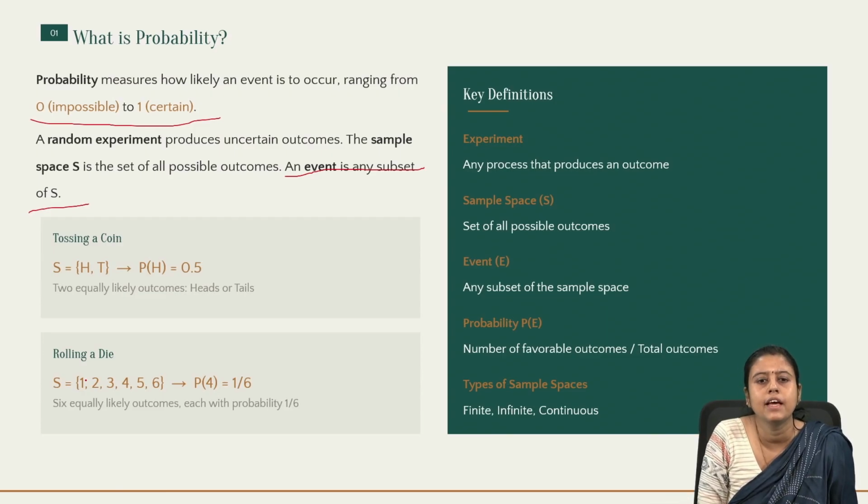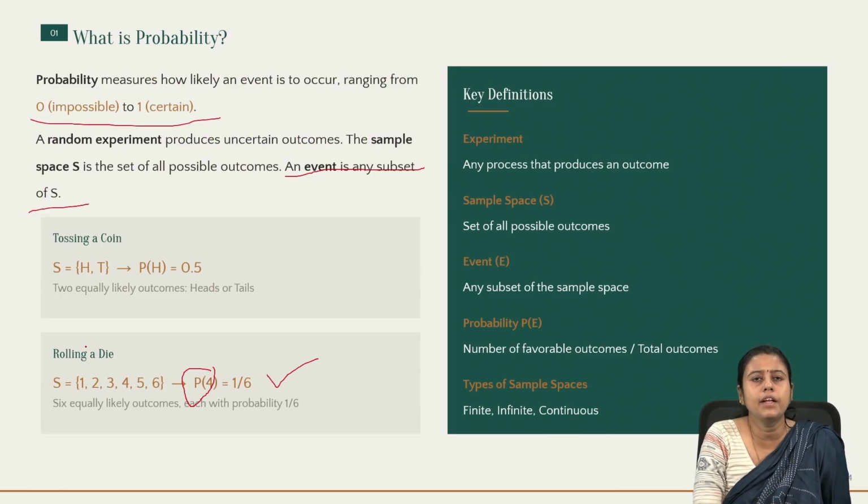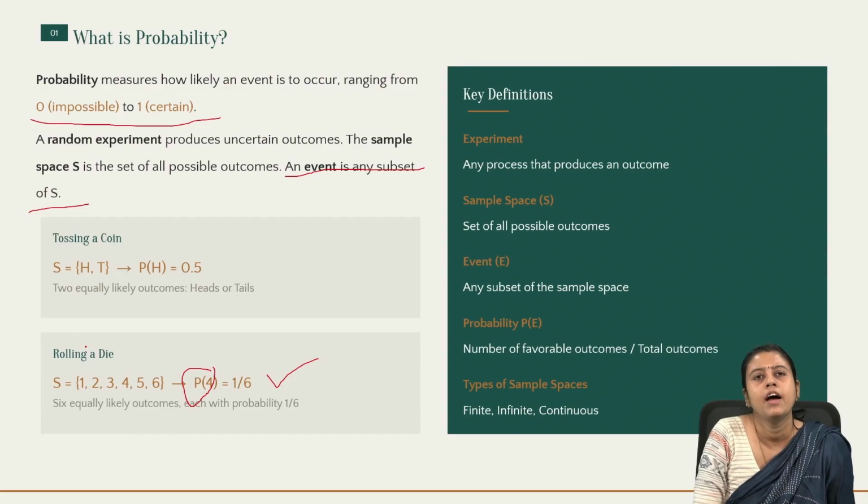What is an event? An event is something which may come. That is rolling a dice and getting 1. So the probability is 1 by 6. If I want to check how many times the 4 will come, 1 time in the 6 values, so the probability is 1 by 6. Similarly, if we toss a coin, the probability is half. It may be head or it may be tail.